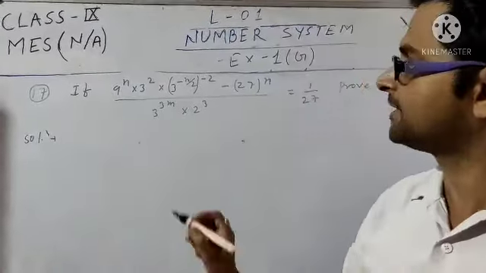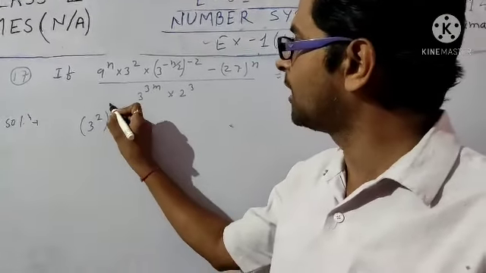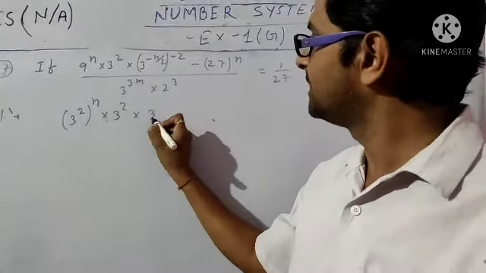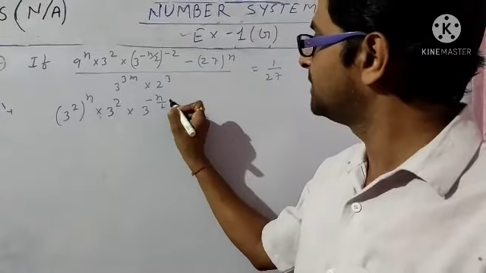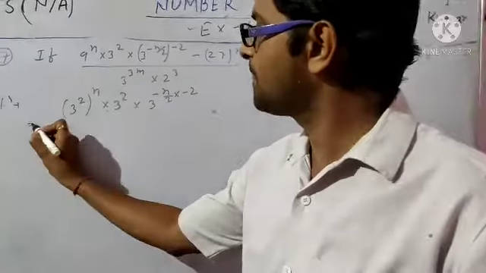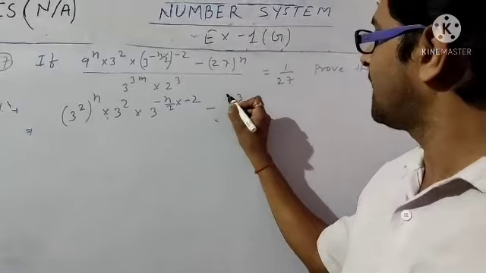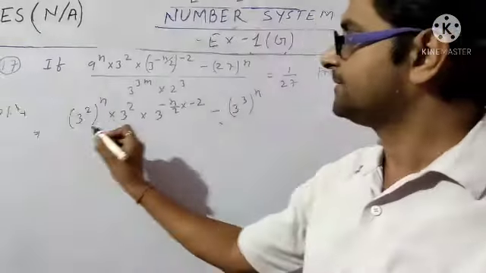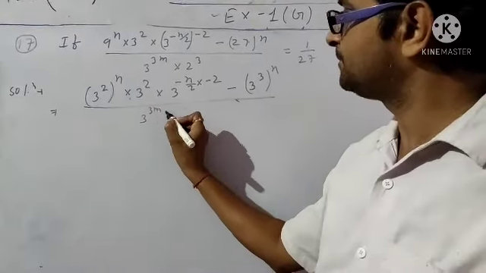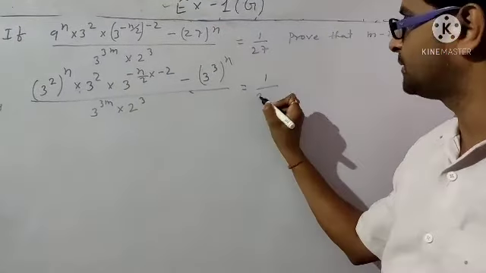Here 9 to the power 3. So we can write here 2 to the power 3 to the power 2. The whole power is n into 3 to the power 2 into 3 to the power minus n by 2 into minus 2, minus 3 to the power 3 and the whole power is n divided by 3 to the power 3m into 2 to the power 3, and this value is equal to 1 by 27.